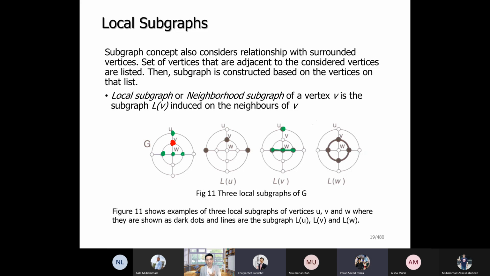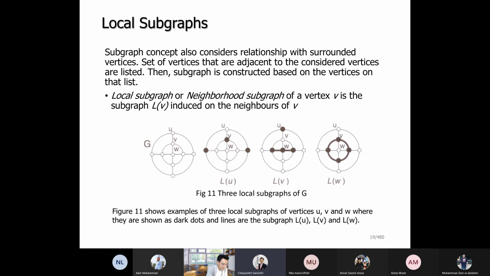Okay, what about outer set, Imran? Yes. We can simply say that we will only include the nearest neighbors. Not the nearest, all the neighbors. Yeah, all the adjacent nodes. All the neighbors that are directly connected to the node, that have an edge connected to that node.